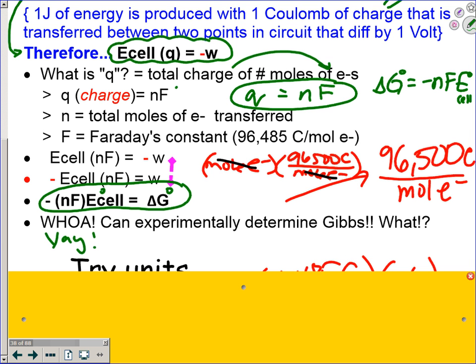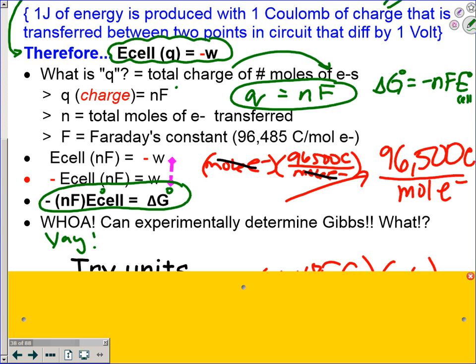Everything else has been, use a table and do delta G products minus delta G reactants and just get your theoretical delta G value, right? Or delta H minus T delta S gives you delta G. Everything that's been theoretical, theoretical, theoretical. This is actually experimental. It's an interesting thought. Okay, I'm glad you appreciate that.